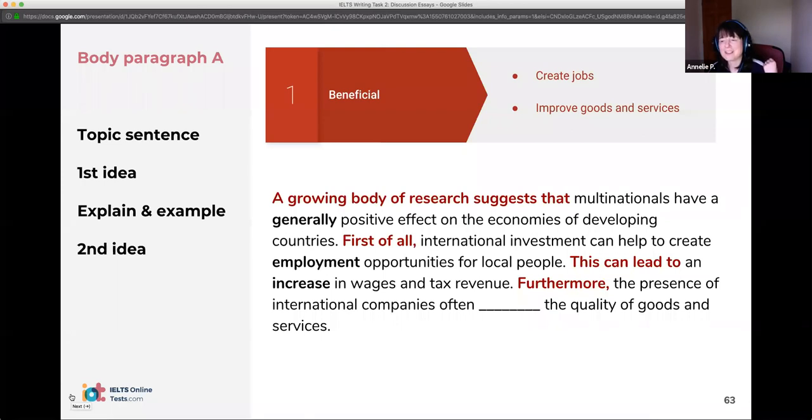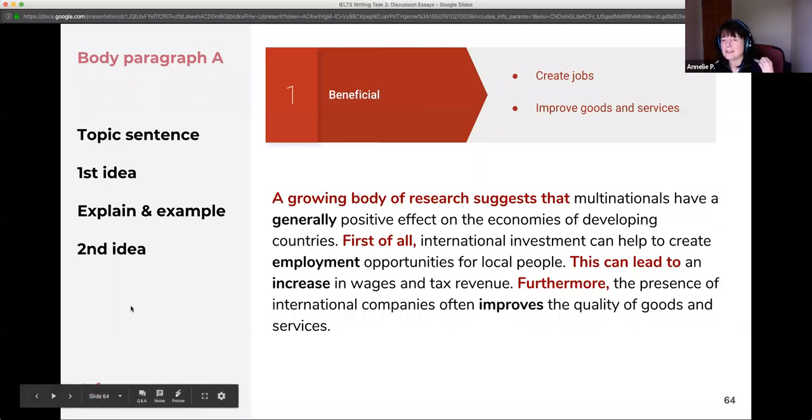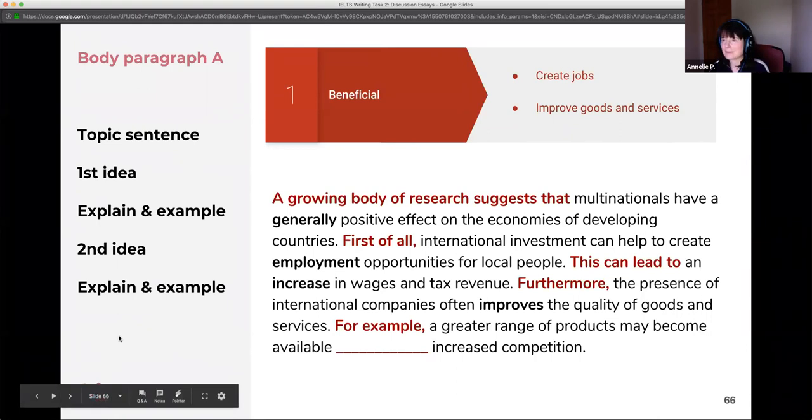Okay, improves, make sure you get the right form of the verb, the quality of goods and services. Okay, enhances is nice as well, Mohammed, that's very good. Yeah, and Akshata. Okay, so now again, we need to give supporting evidence. Go into more detail on this one. That's good as well, Yulia. So very specifically, for example, a greater range of products may become available. Okay, perfect, Brad, that would work.